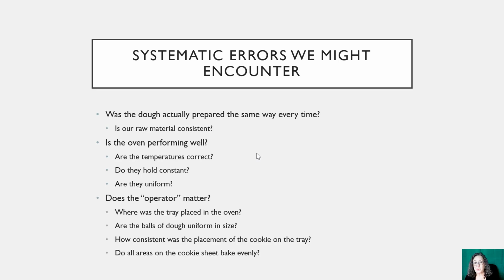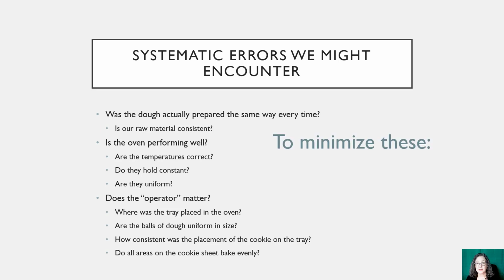And then there's this operator issue, right? Where did I place the tray in the oven? Did I always place it in the same spot? Did I go to a higher or a lower location? Did I push it further in or leave it closer to the door? Those 1-inch balls, were they 1 inch really exactly every single time? How uniform were they? And how consistent was I in where I placed the dough on the cookie tray? Does everywhere on that cookie tray bake evenly? So there are a lot of systematic errors that I might end up encountering in this procedure.